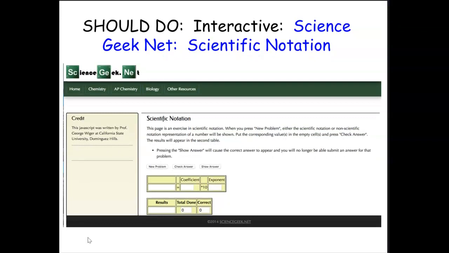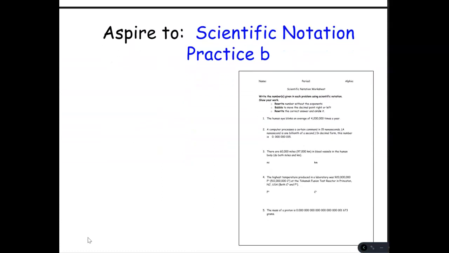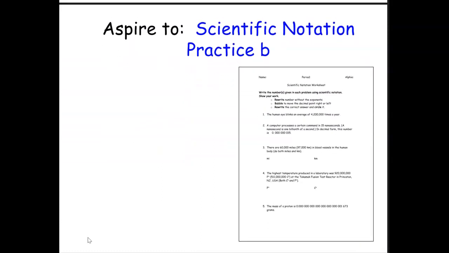The other thing you should do for this lesson on scientific notation is there's an interactive that you can practice your scientific notation skills on. And so you can put in your answer, check the answer, and then it will show you the answer. The Aspire to is Unit 0, Lesson 6C, which is number 23 in your Unit 0 packet. And it's just more scientific notation practice.